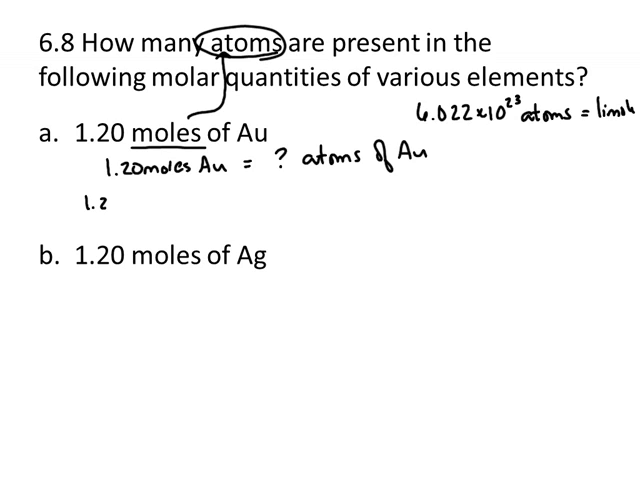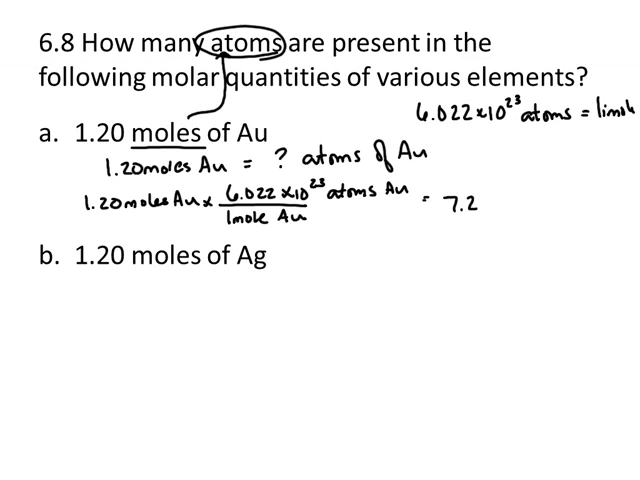So 1.20 moles of gold. And we know that for every 1 mole of gold, there's 6.022 times 10 to the 23rd atoms of gold. So this is going to be a pretty big number. 1.2 times 6.022 times 10 to the 23rd gives me 7.23, I only have 3 sig figs, times 10 to the 23rd. And that's atoms of gold.